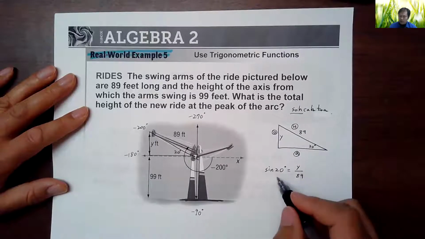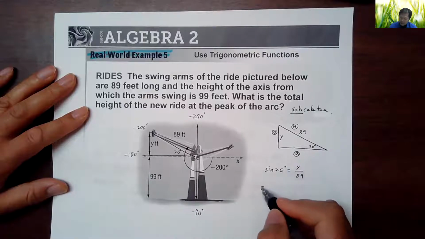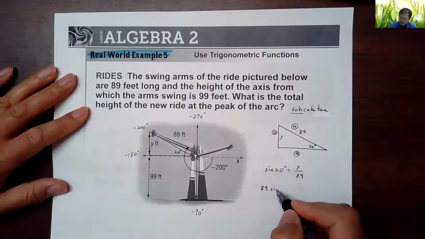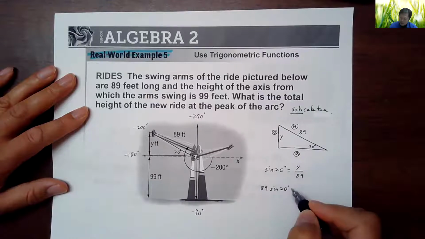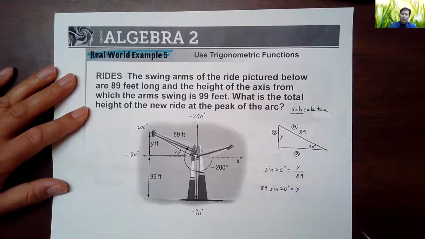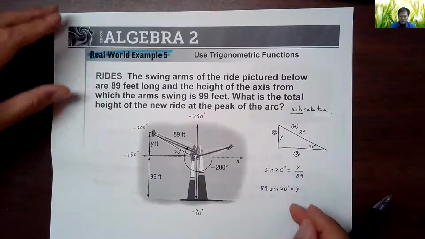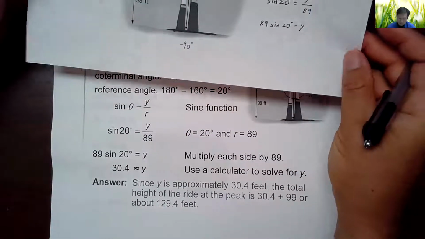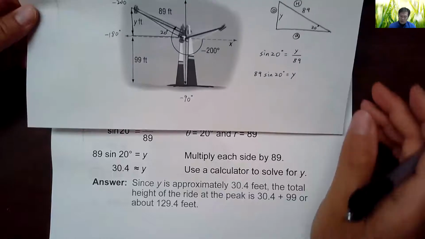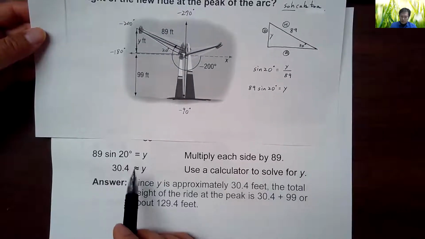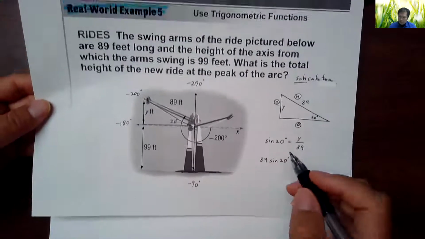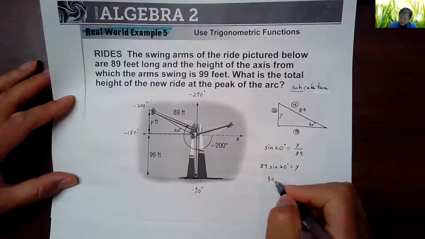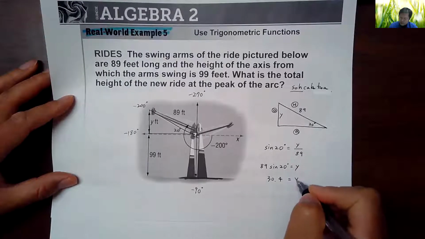So for y, multiply by 89 on both sides. 89 times sine 20 degrees is going to be equal to y. You will have to put that into the calculator. If you type into the calculator, you get 30.4 as the value of y.